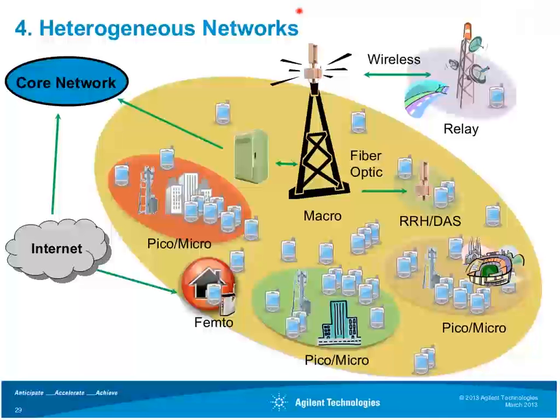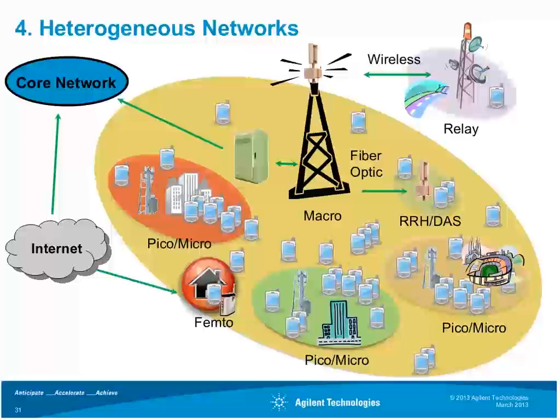So heterogeneous networks is a way to expand the capacity and coverage by adding cells. And there's many different kinds of cells, which adds to the complexity. So in this diagram, we have the macro cell, but then we also have micro and pico cells. We have femto cells. We have remote radio heads or distributed antenna systems, and we have relays. And then you also have multiple technologies. So you have the HSPA, you'll have the CDMA technologies and wireless LAN along with the LTE technologies.